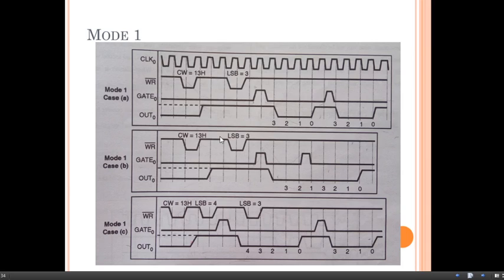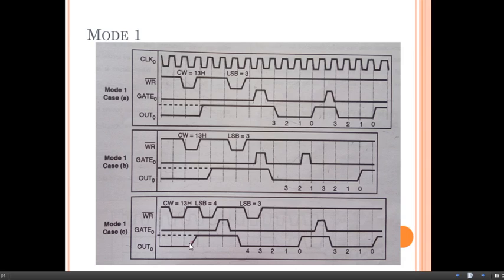Now in the second case, the operation is the same, but here you can observe the gate trigger is provided and our counter has started counting 3 2 1 and so on, but before the counter reaches 0, the second trigger is applied. Once the second trigger is applied, the counter will get reinitialized and start counting again from 3 2 1 0, and once the counter reaches 0, the output goes to the high state. So this is the second case.